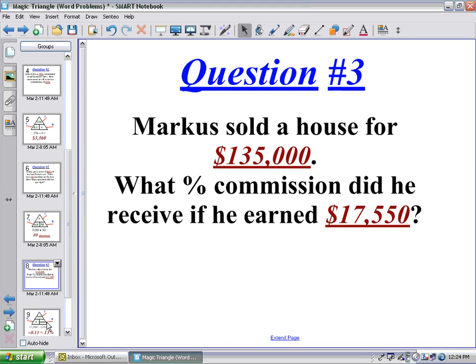Again, I see the word commission. When I see commission and I'm talking about percents, I need to recognize that, you know what, it's going to be less than 100. All right, because no commission is more than 100%. Very rarely would that ever happen. So as a result, when I take a look at these values, $135,000 for the house, he earns $17,550 on commission. Well, if my percent's less than 100, then the small number needs to go on top and the large number needs to go on the bottom.